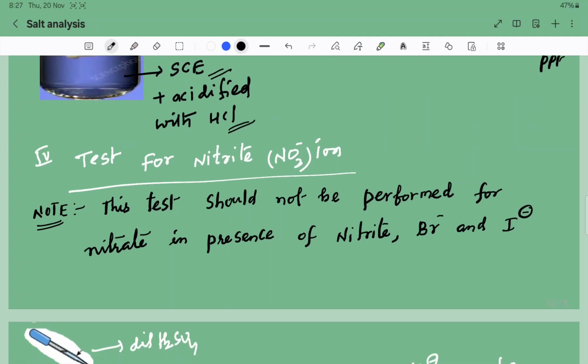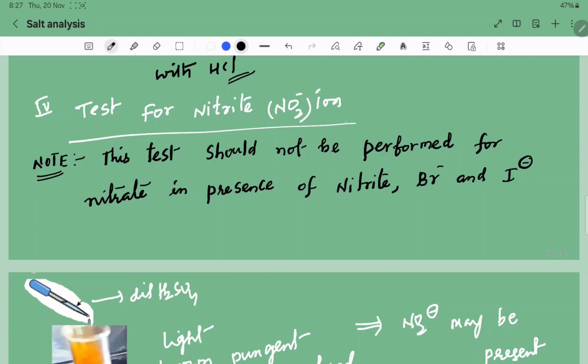Okay. Next, the fourth test, student, test for nitrite, NO2 minus. This is also very important from the examination point of view, student, right? One note point is there, student. This test should not be performed for nitrite in the presence of Br minus and I minus, right? So this test cannot be used if the salt contains bromide or iodide. So this test is not suitable in that case, right?